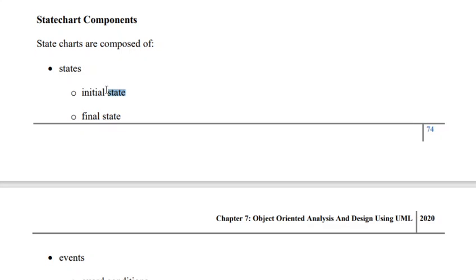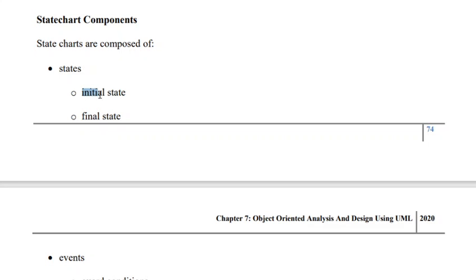Again, I'll repeat it. Initial state is a pseudo state before which there exist no states. It is represented with the help of a filled circle. It is called a pseudo state because the attributes are not initialized. It is the point in time when the object is created. For the final state, there is no state beyond this. This is also a pseudo state. This is the point in time when the object is actually destroyed, and it's represented with the help of a bullseye.